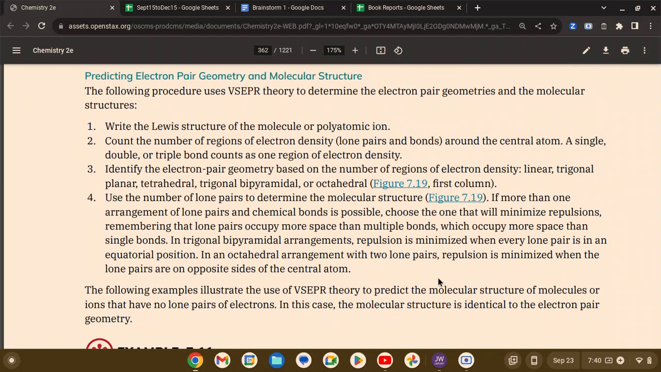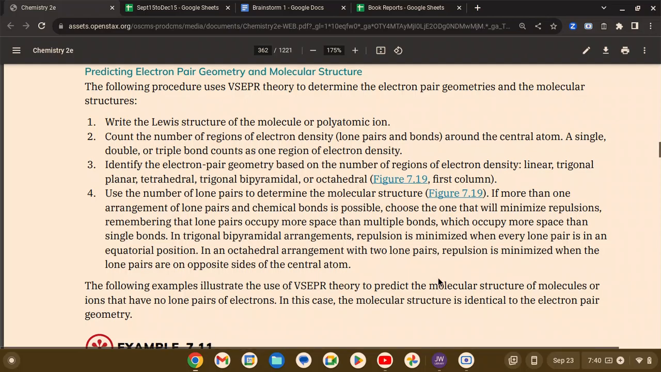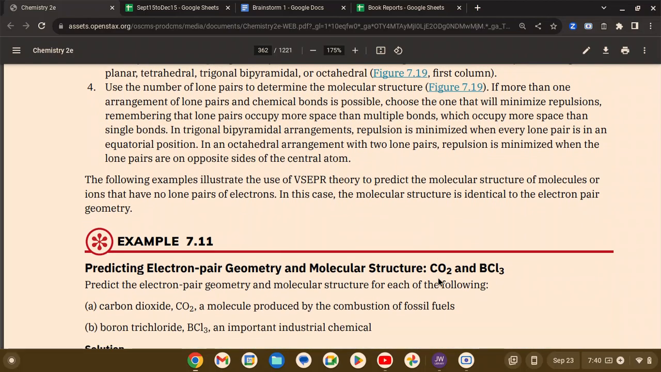If more than one arrangement of lone pairs and chemical bonds is possible, choose the one that will minimize repulsions, remembering that lone pairs occupy more space than multiple bonds, which occupy more space than single bonds. In trigonal bipyramidal arrangements, repulsion is minimized when every lone pair is in an equatorial position. In an octahedral arrangement with two lone pairs, repulsion is minimized when the lone pairs are on opposite sides of the central atom. The following examples illustrate the use of VSEPR theory to predict the molecular structure of molecules or ions that have no lone pairs of electrons. In this case, the molecular structure is identical to the electron pair geometry.